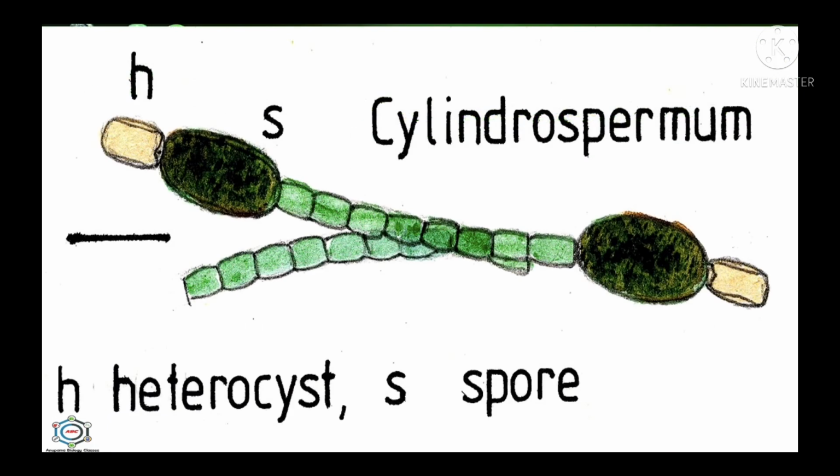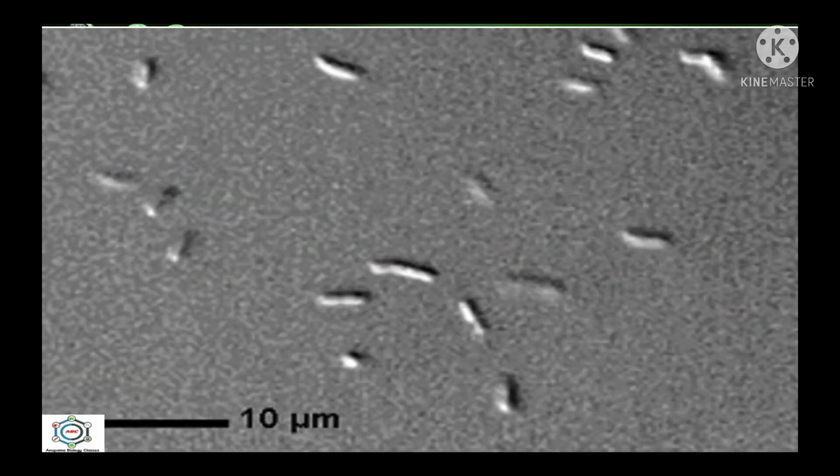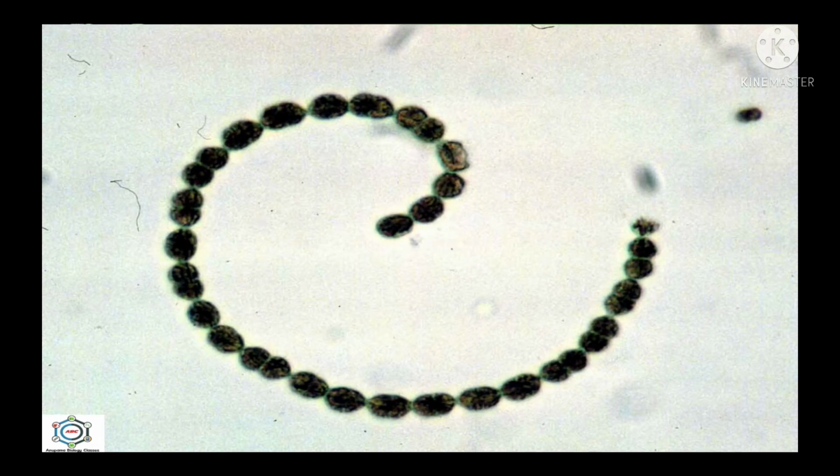Now there is no sexual reproduction, but genetic recombination equivalent to sexual reproduction has been reported in some genera like Cylindrospermum. In this picture you can see Cylindrospermum majus. Majus is the species name. Also Anacystis, Anabaena species. Parasexuality, that is conjugation, transformation, and transduction, have been reported in cyanobacteria. So this is about the reproduction.